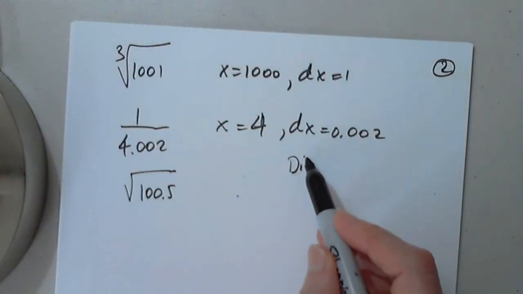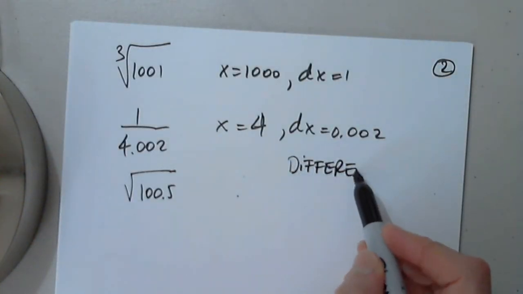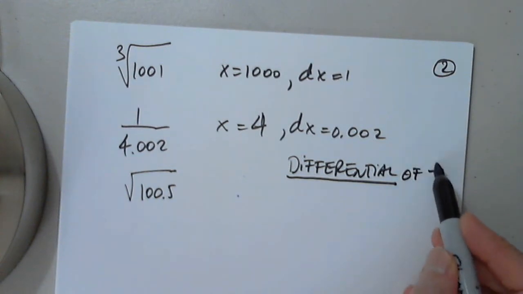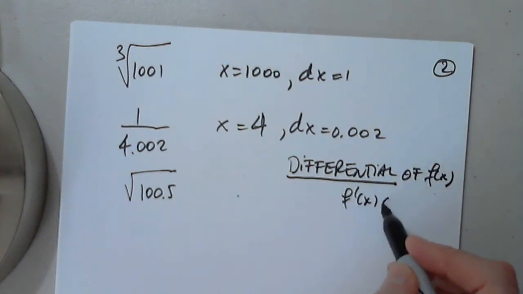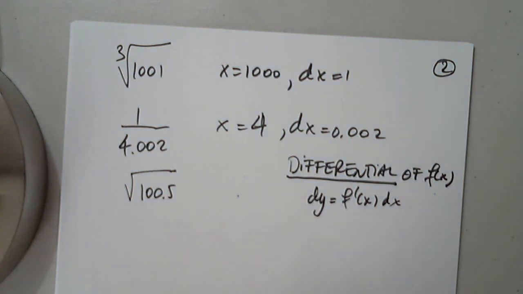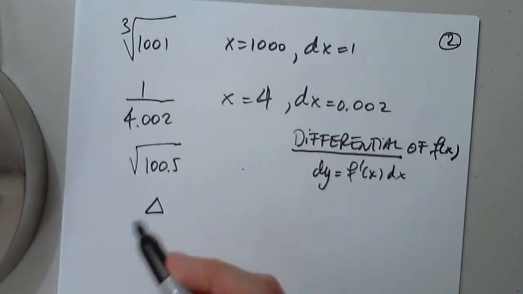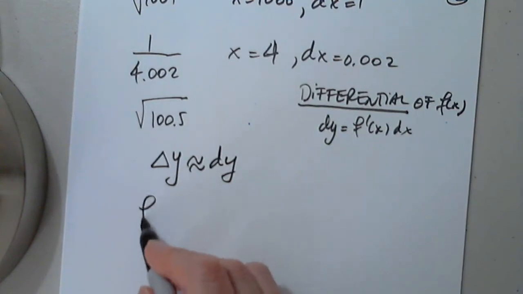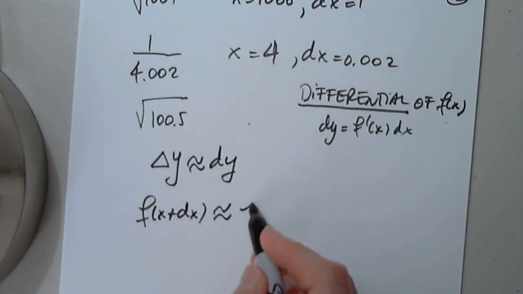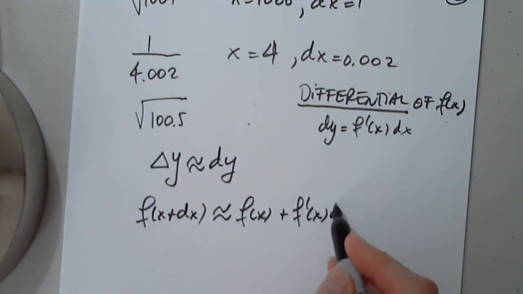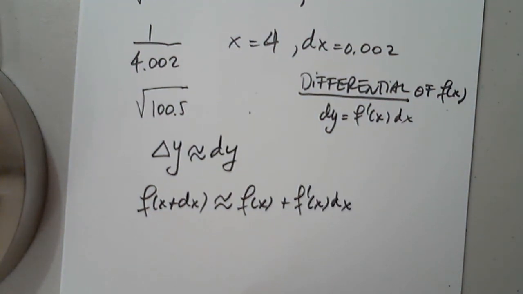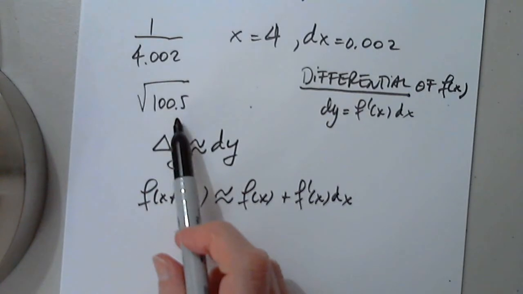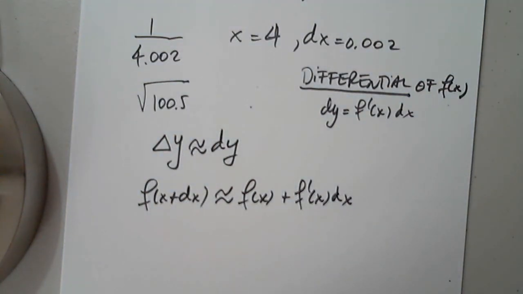No. When you are asked to find the differential of a function, then you write f prime of x dx, because that's dy. If you're asked to approximate, the idea is delta y is approximately dy. And from here, we get f of x plus a little bit is approximately f of x plus f prime of x dx. But the linear approximation or the differentials is really the same thing. Okay, I just wanted to double check when I approximated and when I didn't. Thank you.